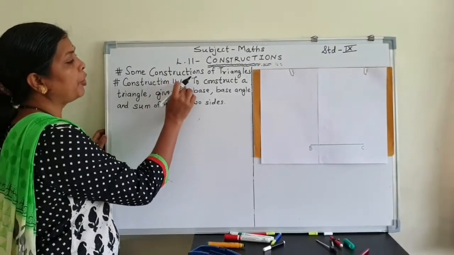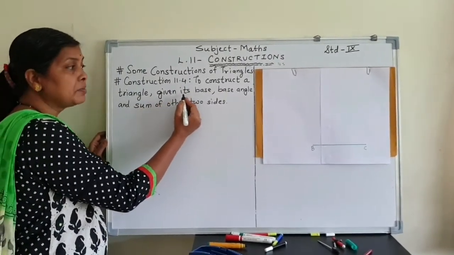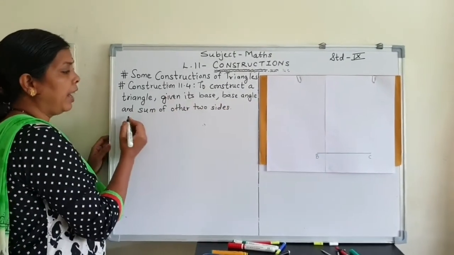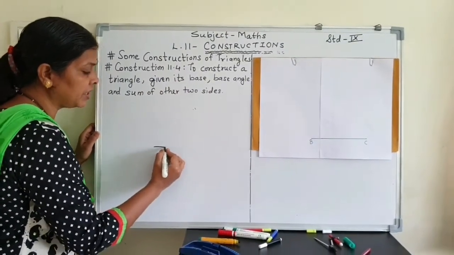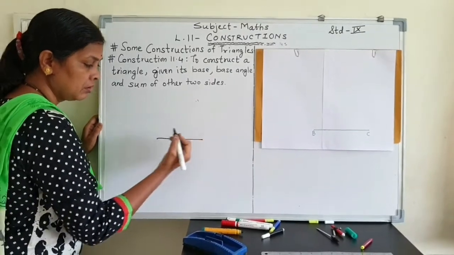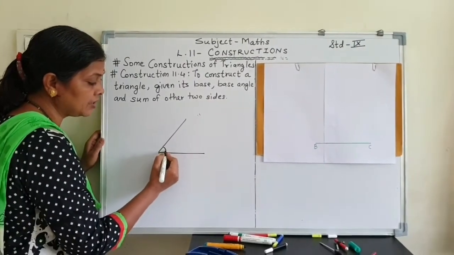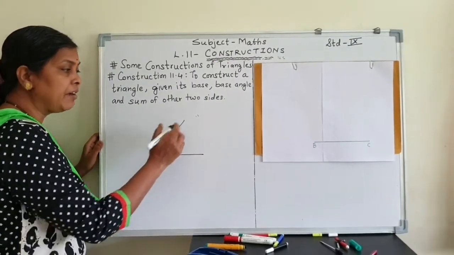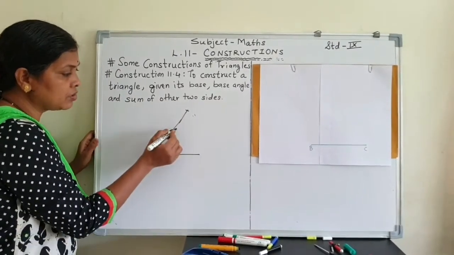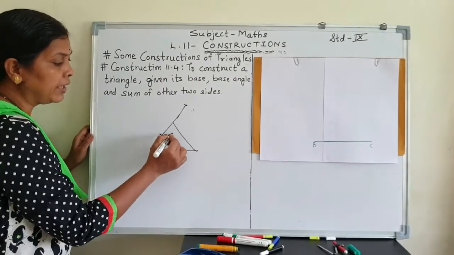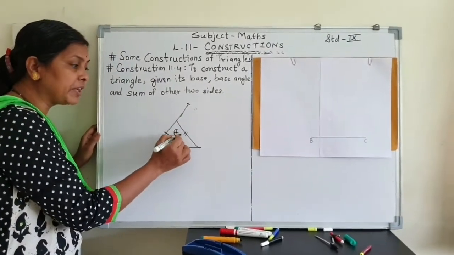Let's see the construction 11.4. To construct a triangle, which things have they given us? Given its base, base angle and sum of other two sides. So it means they have given us three things: the base, then the base angle, and the sum of the other two sides. Sum of other two sides means these two remaining sides, the sum of these. They have not given us specifically the length of the two sides, the sum they have given us.